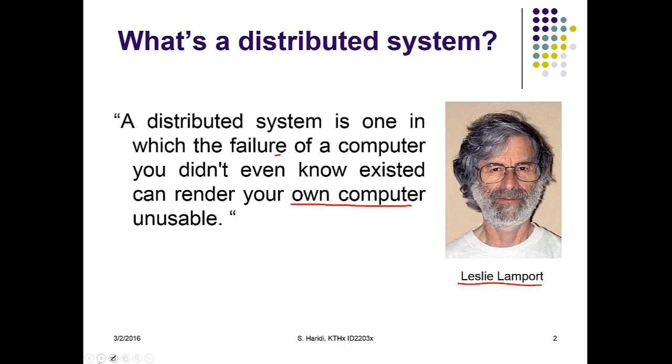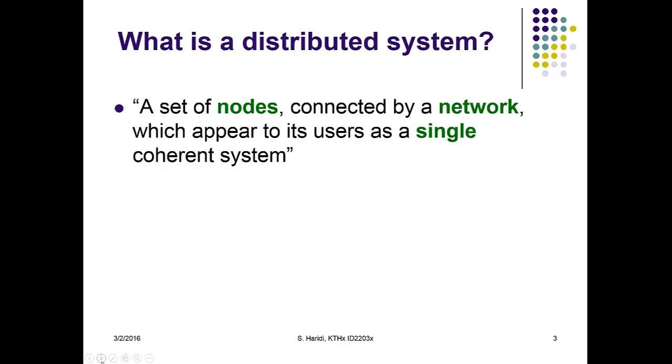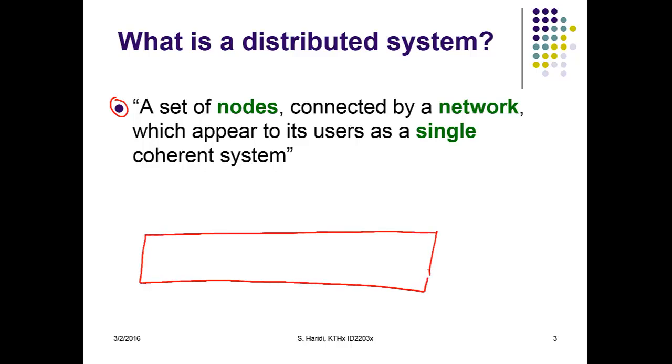But the issue is, what is really a distributed system? A distributed system is a set of nodes connected by a network which appear to the users as a single coherent system. So here is one example. You can draw a system like this. That's the network, and you have a set of nodes. We call them P1 to Pn. And these nodes communicate by sending messages.